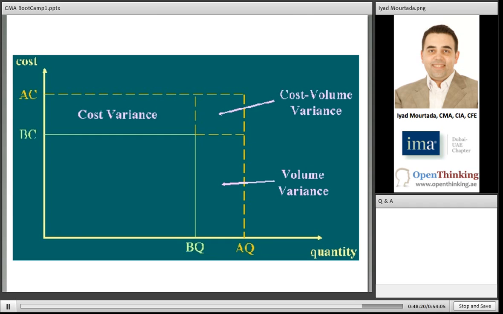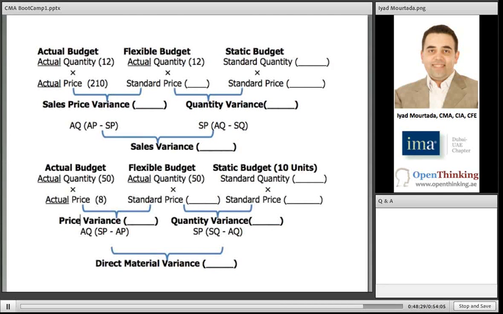So what we need to understand is: what is our cost variance? What is our price variance? What is our volume variance? That will determine the cost variance that we have. So it's really important. How can we do this? Look, this is very easy and very direct.